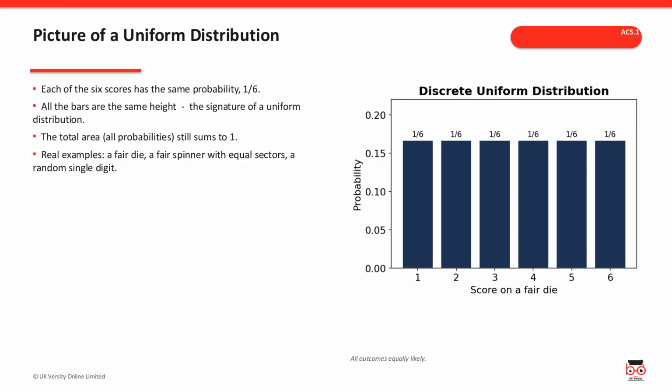Picture that die distribution. 6 bars, each at a height of 1/6. They're all identical, and that flat level profile is the hallmark of a uniform distribution. Add the areas of all 6 bars, and you get a total probability of 1, as always. You'll meet the same flat shape in plenty of fair setups: a die, a spinner with equal sectors, or a randomly chosen single digit. Whenever every outcome is equally likely, this is the picture.